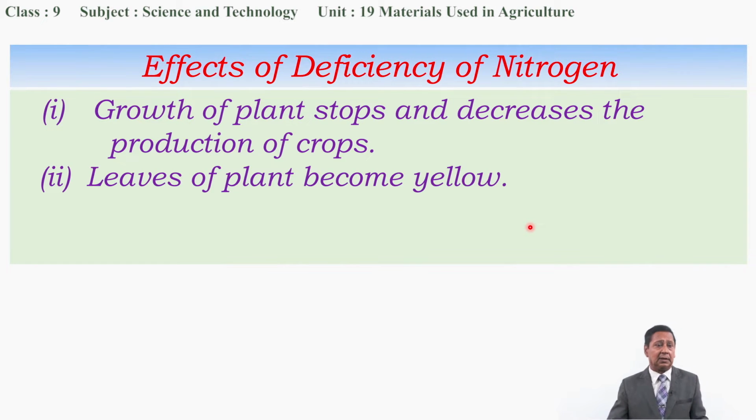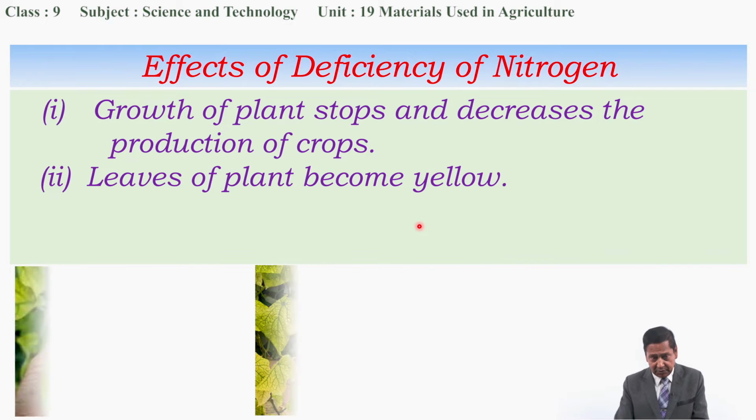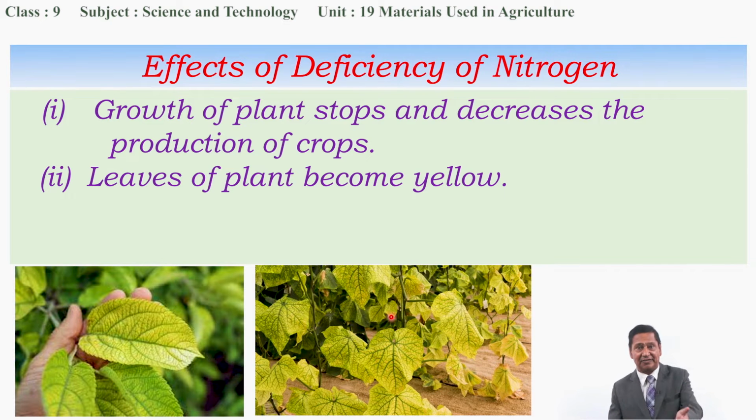Now next, leaves of plant become yellow. This is the identification of deficiency of nitrogen. If you see this type of leaf somewhere in your field, then you have to understand very clearly that this is because of the lack of nitrogen. I mean to say, nitrogen deficiency makes the leaf of the plant yellow.